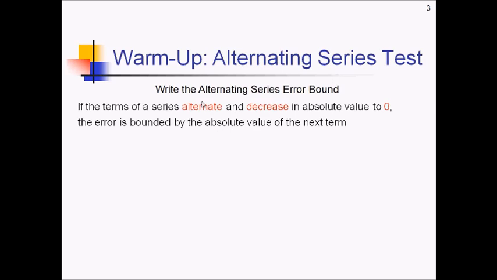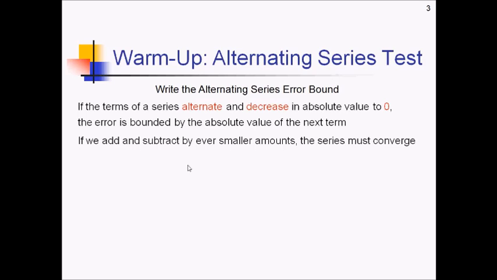So this unique back and forth, progressively smaller and smaller property of alternating series that decrease in absolute value to 0, in addition to helping us bound the value of the rest of the series, basically, they also help us prove convergence. If we add and subtract by ever smaller amounts, a series is going to have to converge.